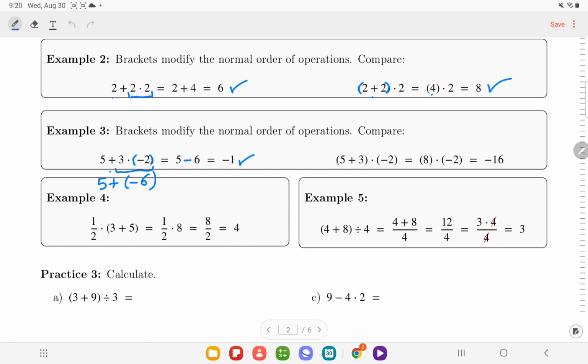However, if we put the 5 plus 3 inside the brackets, we have to add them first. We get 8 times negative 2. This gives us negative 16.